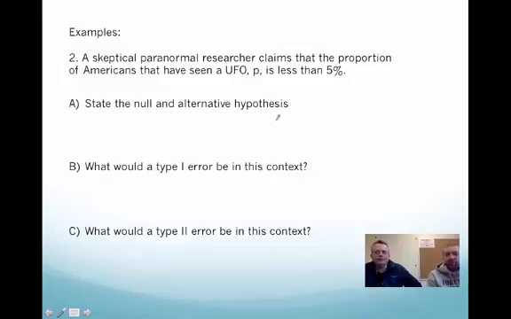A skeptical paranormal researcher claims that the proportion of Americans that have seen a UFO, P, is less than 5%. So, first we would say the null hypothesis is P equals 5%. Secondly, HA is P is less than 5%. So, type 1 error is P is actually 5% or more, and we reject it and say it's less.